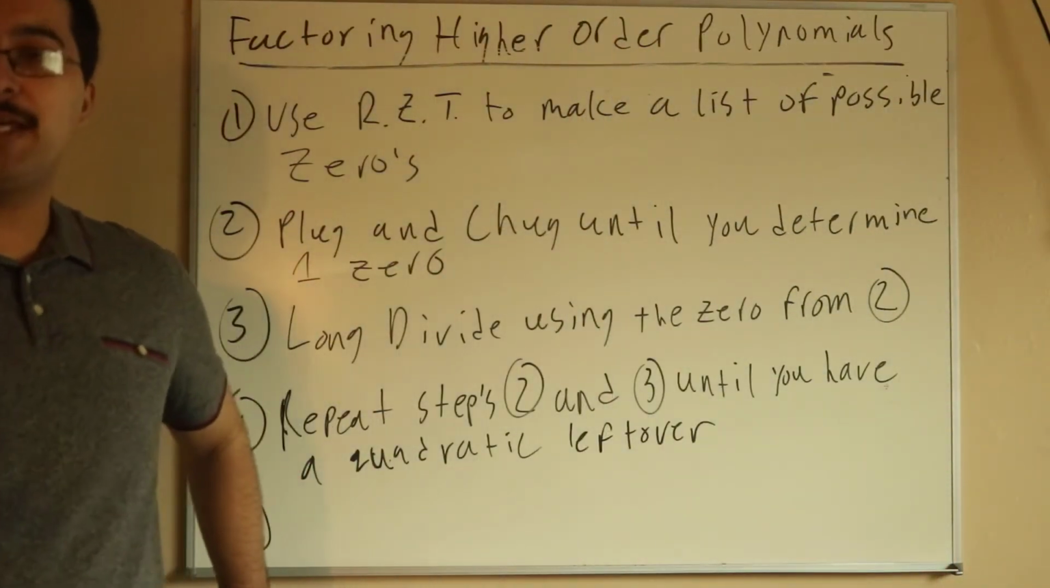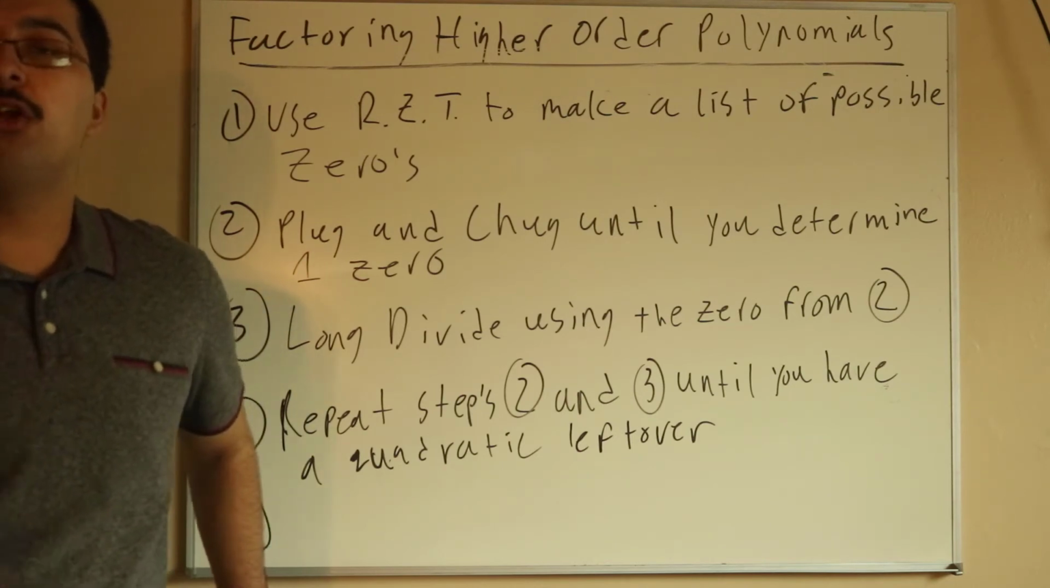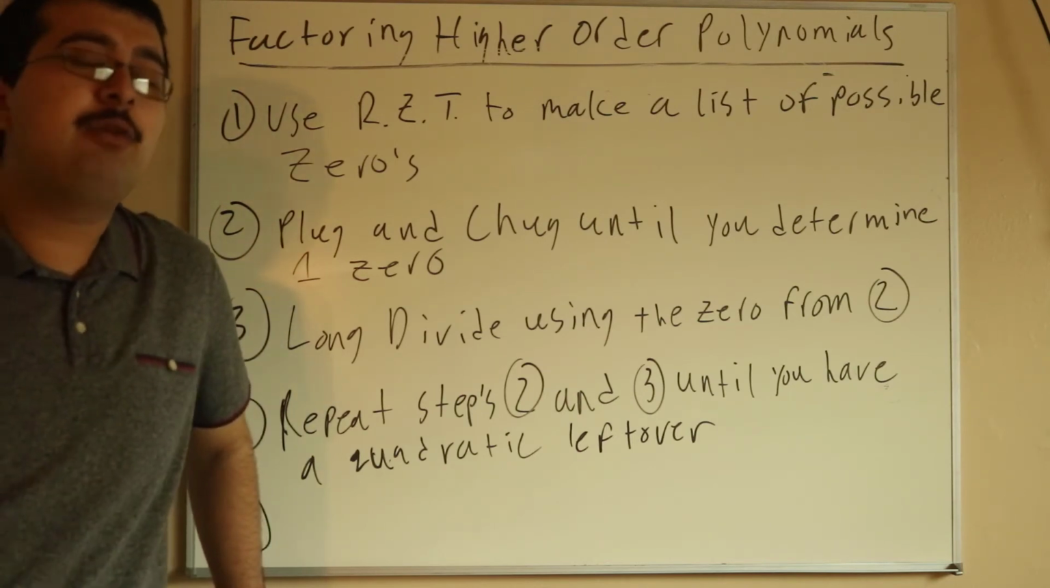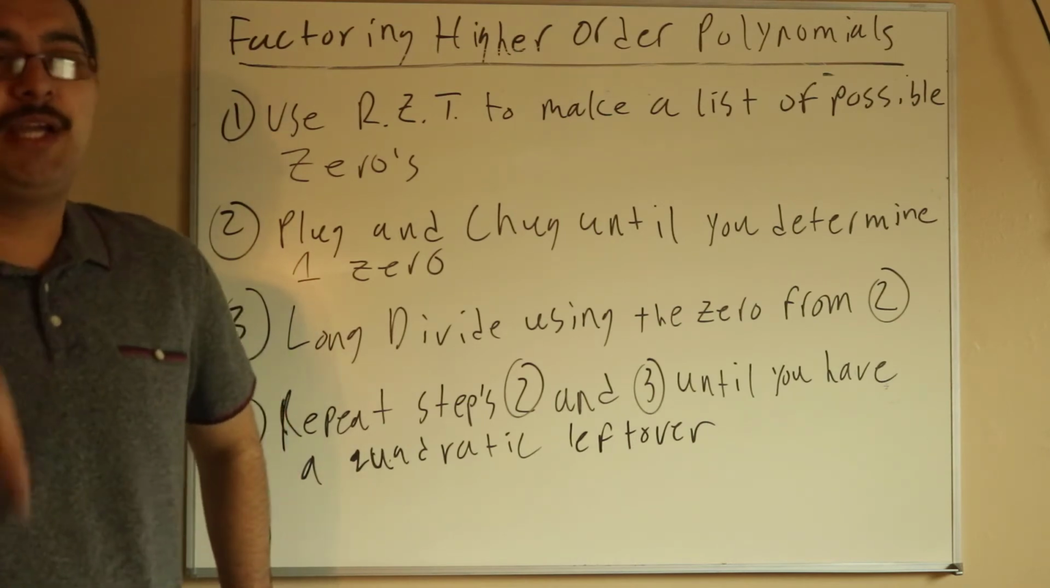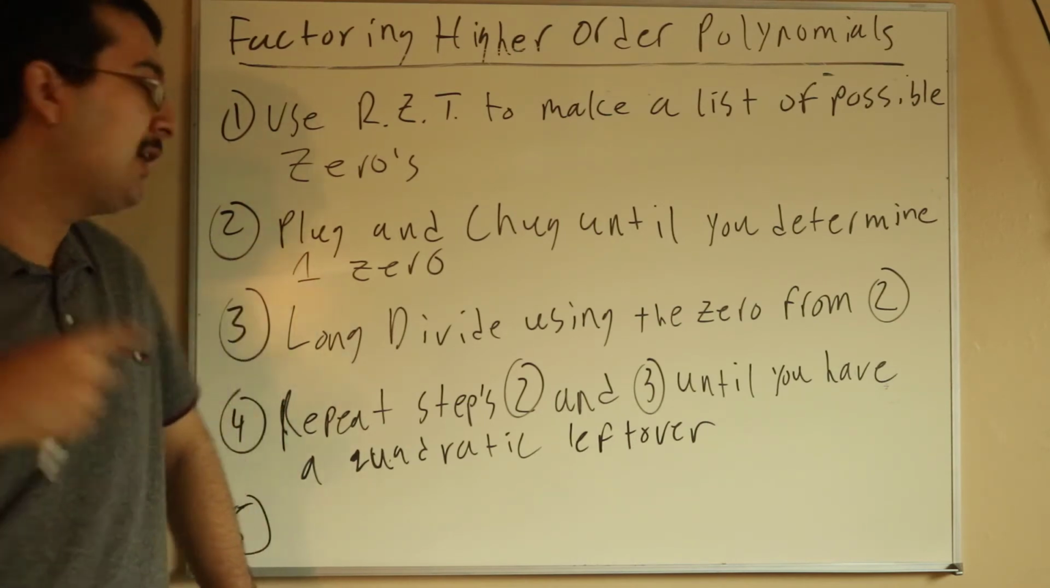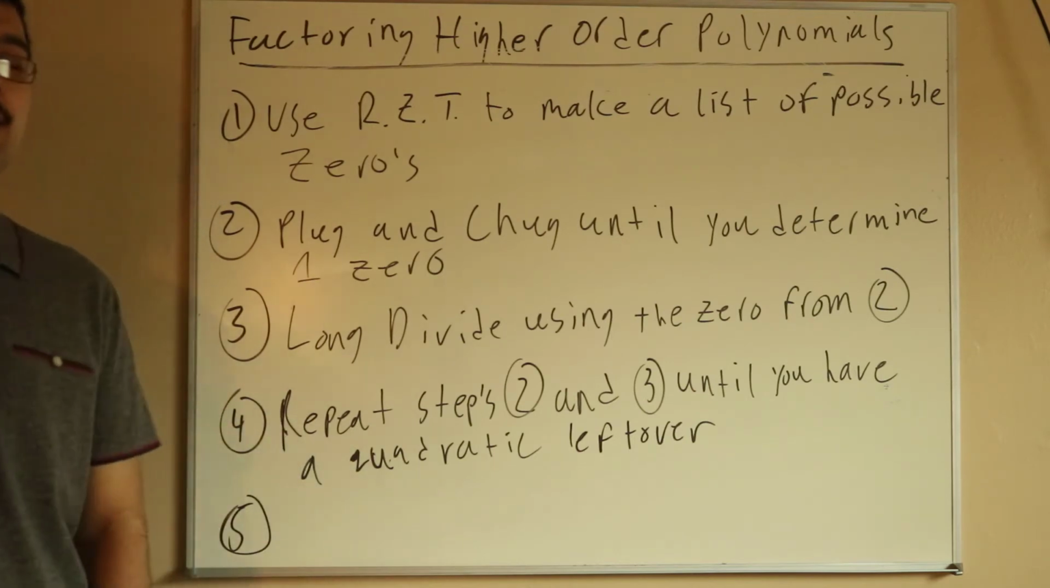Okay, once I find that second zero, go to step 3, long divide again. Since I have a cubic, once I do another long division, I'll have a quadratic left over. So when I get to step 4, I have a quadratic. That's when I leave step 4 and I get to step 5.